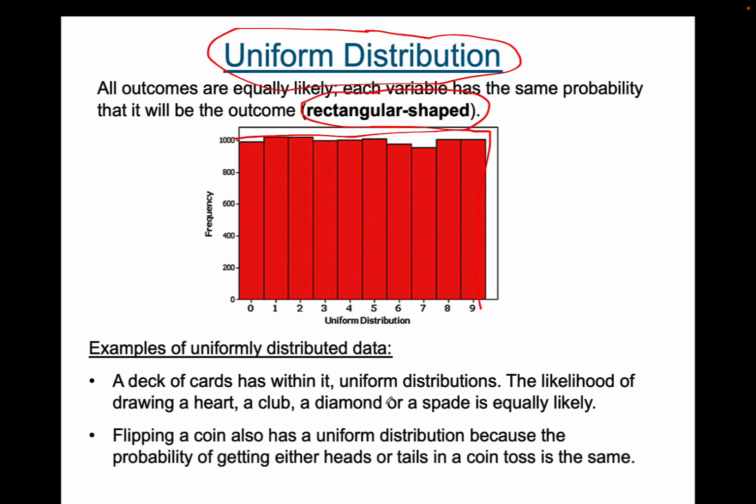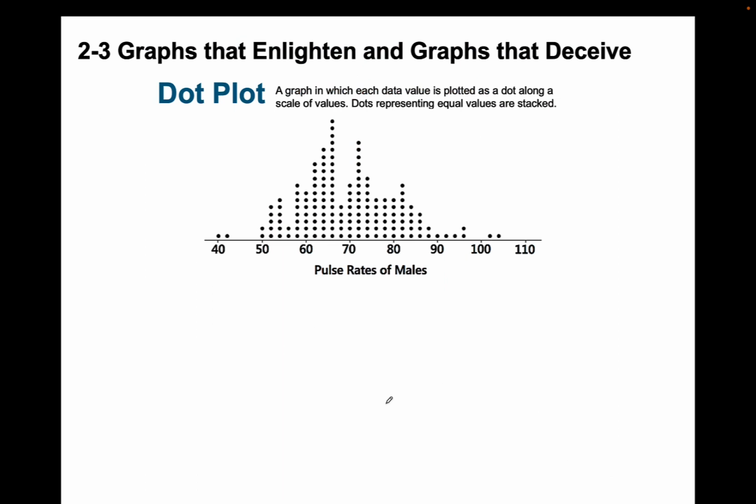Flipping a coin has a uniform distribution because the probability of getting either heads or tails in a coin toss is the same. So uniform distribution, we link with the rectangular shape. Normal distribution, we link with the bell shape.